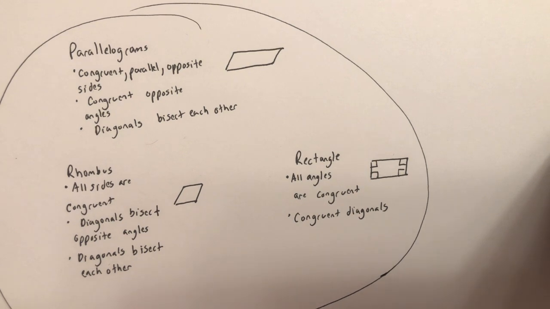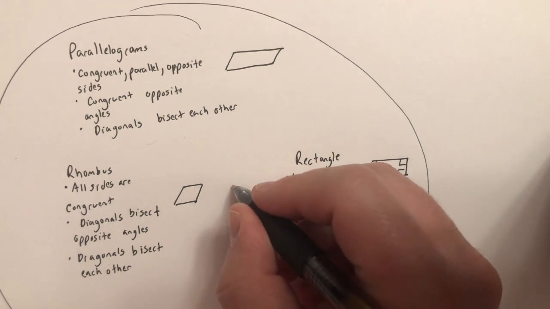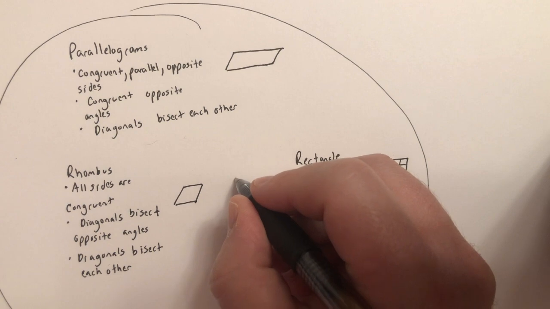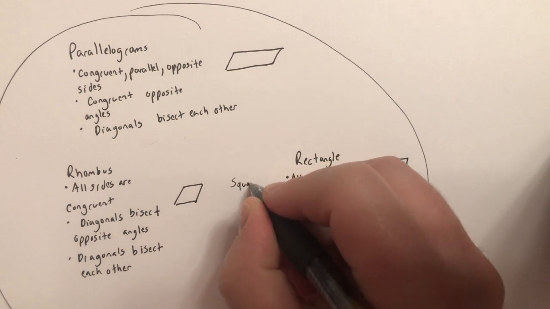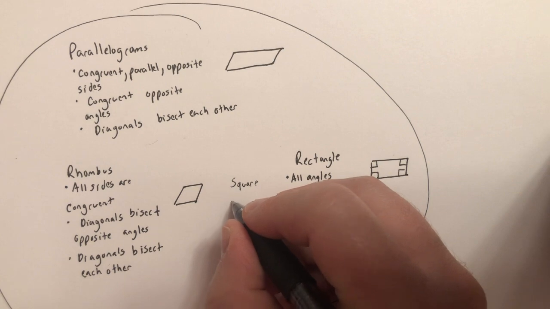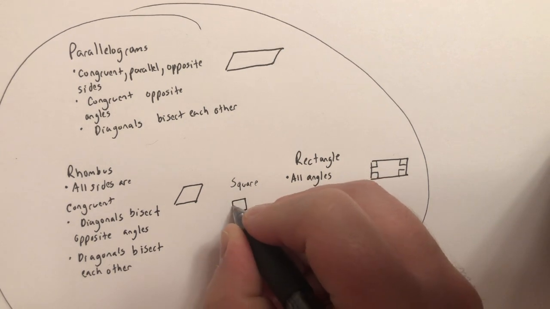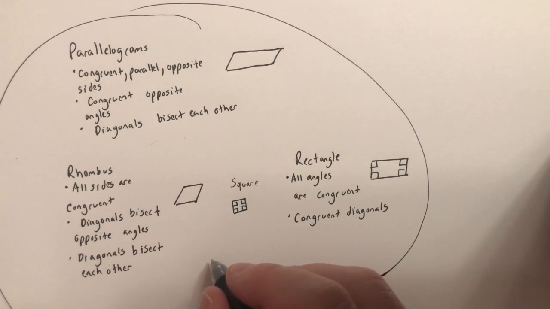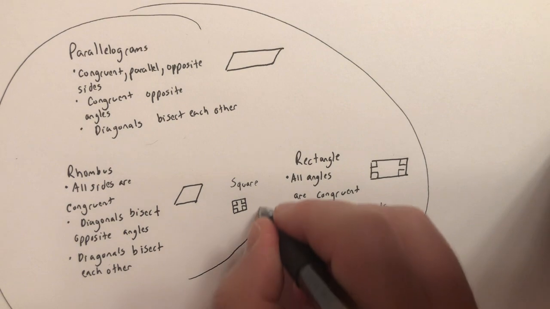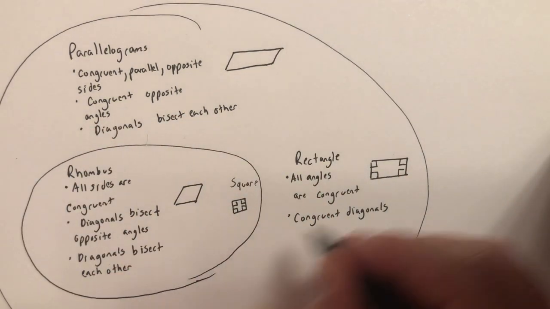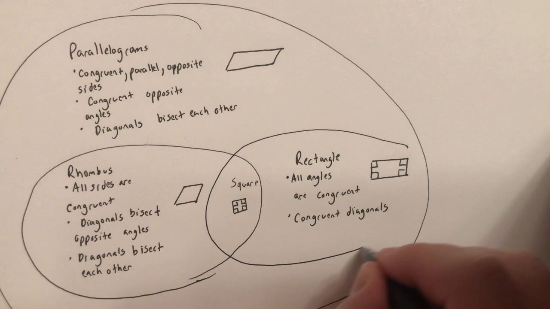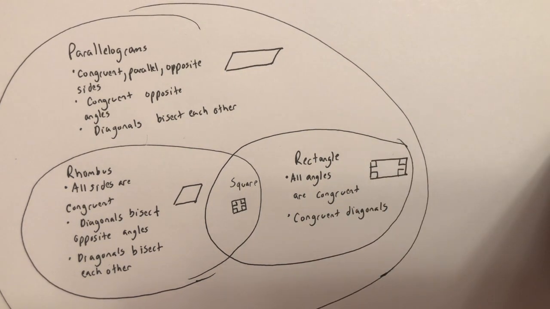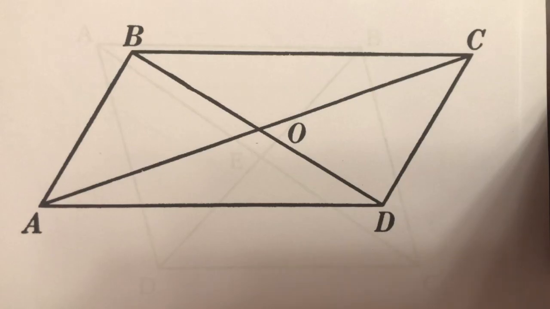Now, rhombuses and rectangles don't really overlap, but they share a shape that shares properties: the square, which looks like this. The square has a combination of all the properties of both of these special ones. So that was a really fast overview. We're going to take one shape at a time and break it down.